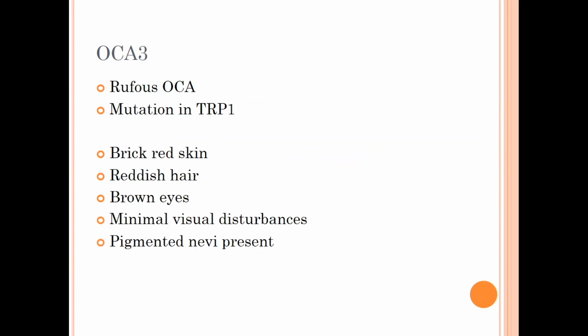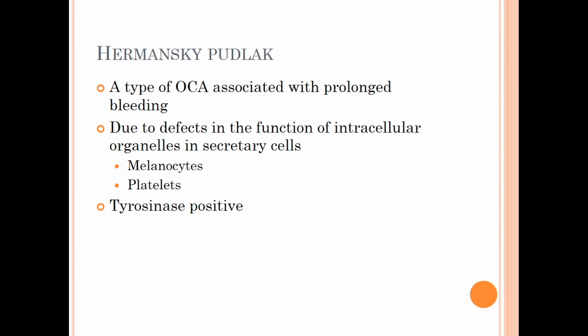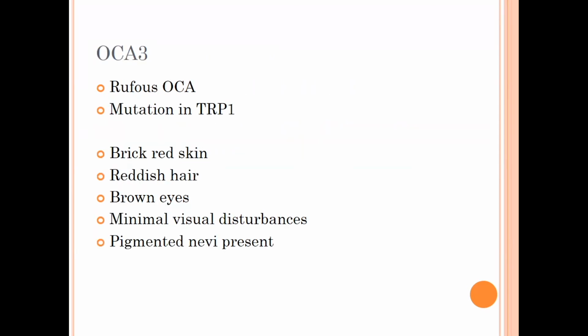Type 3 is due to mutation of the tyrosinase related protein 1. So they will have red color skin and hair, minimal visual disturbances.